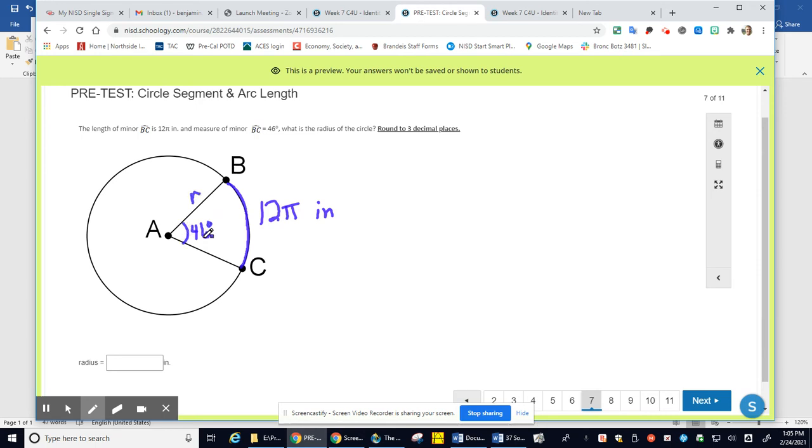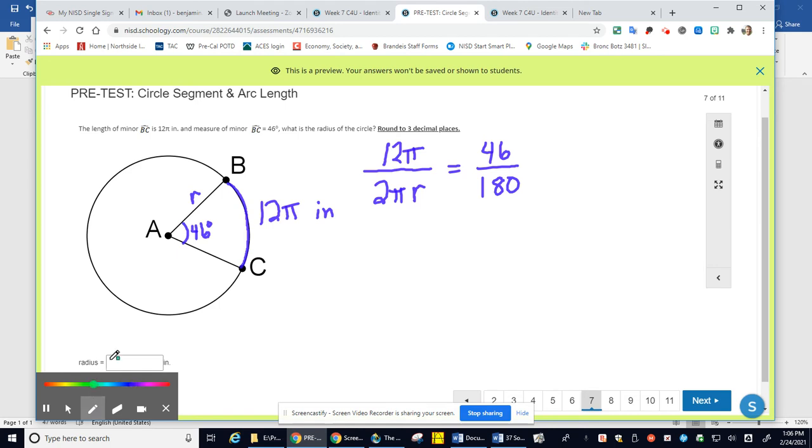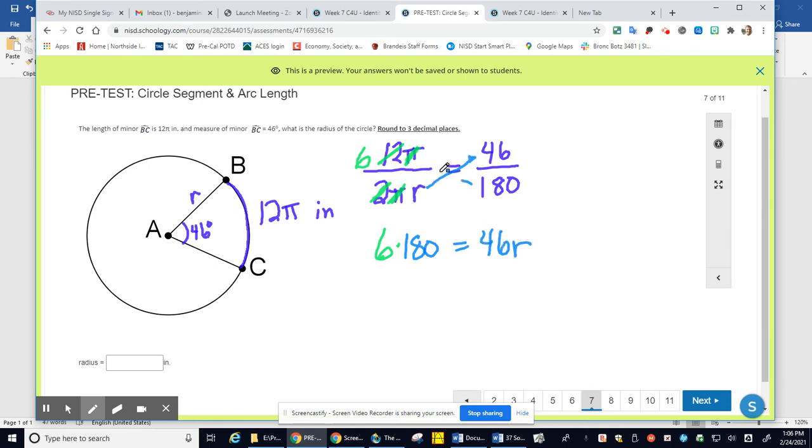So we want to figure out what the radius is. So once again, we're going to use that proportion of arc length over circumference, which in this case is 2 pi r, since we don't know what the radius is, equals 46 over 180. You know, I can do a little bit of canceling and simplifying, right? This pi cancels with that pi, and I can divide my 12 by 2 and get 6. So I now have 6 times 180 equals 46r, okay, when I cross multiply.